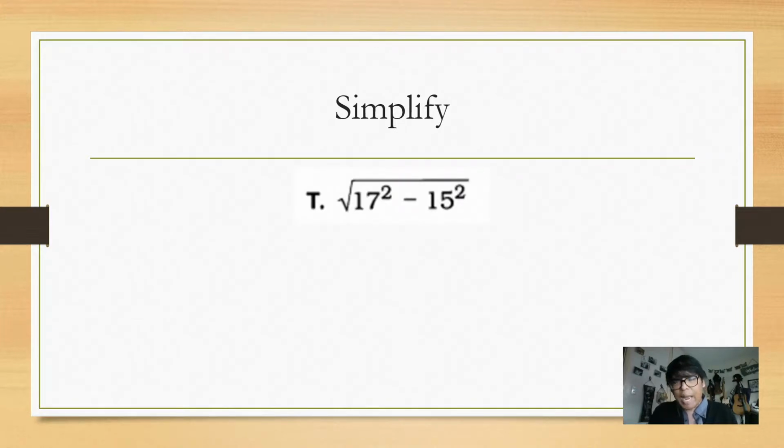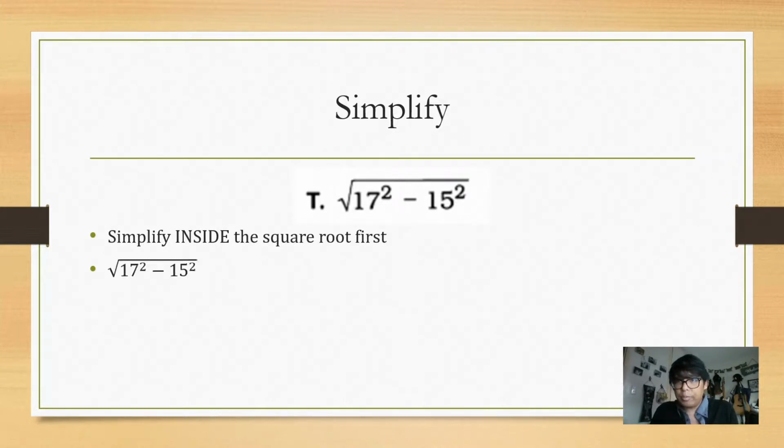Here's another one that's actually really similar. This time we've got the square root of 17 squared minus 15 squared. Okay, same rule. Simplify inside the square root first. And 17 squared is 289, and 15 squared is 225. Again, that's just arithmetic. Any arithmetic, grab a calculator, do it on the calculator.